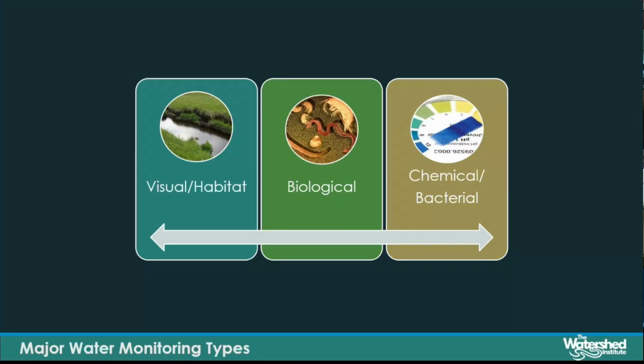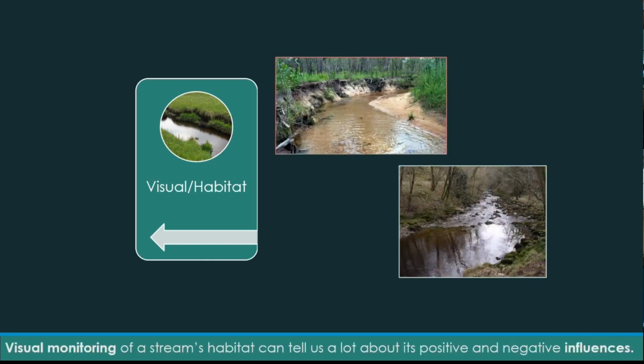There's a few different types of water monitoring that we'll implement here in New Jersey and across the world. They kind of span this spectrum from visual and habitat monitoring through biological to chemical on the other side. And so why do we have this divided out this way? On one end of the spectrum, the visual and habitat assessment, just looking at a stream can tell us a lot about the conditions in that stream, in that water body.